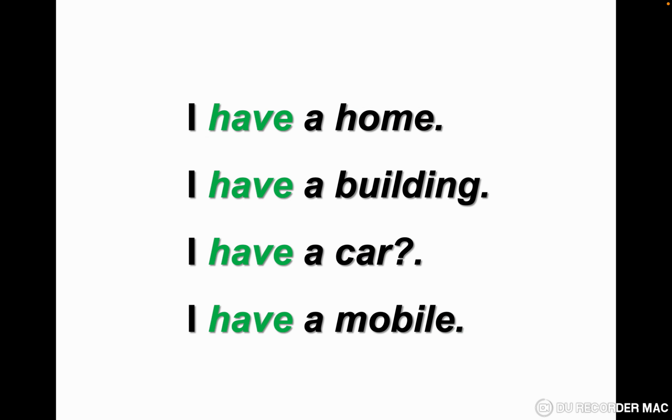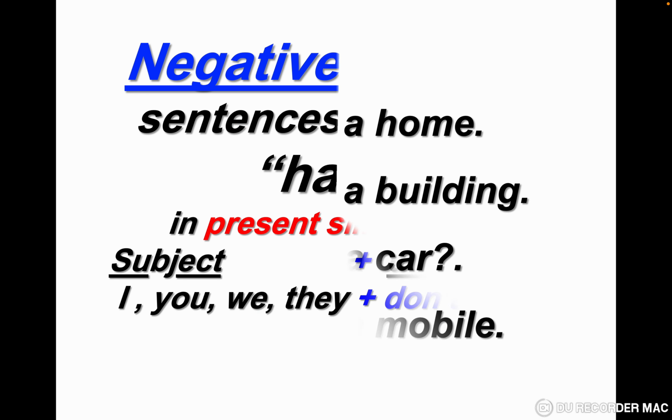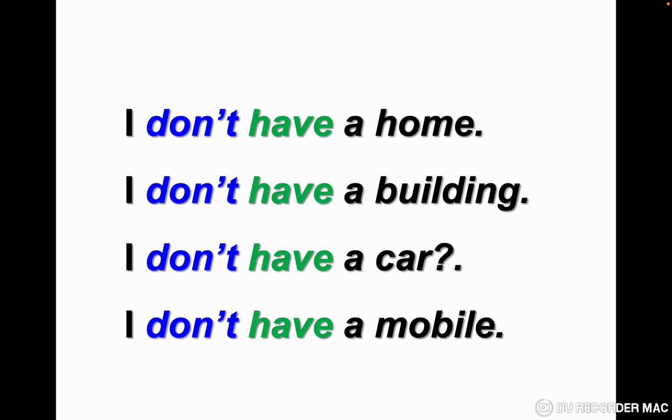Positive. I have a home. I have a building. I have a car. So there is a mistake, without question mark, just with full stop. I have a mobile. Let's see the negative of these sentences. I don't have a home. I don't have a building. I don't have a car. So there is no question mark, just a full stop. I don't have a mobile.